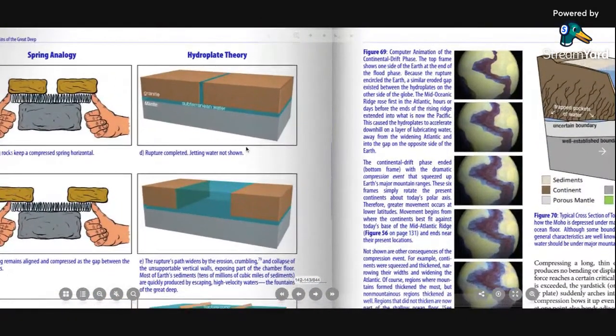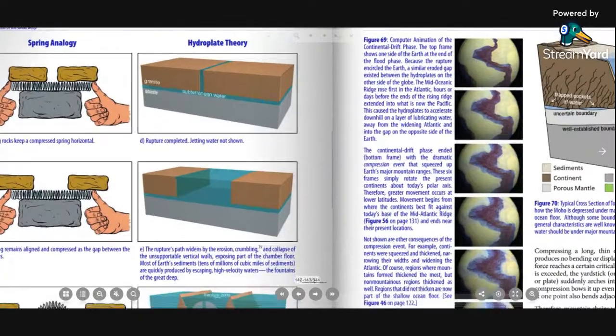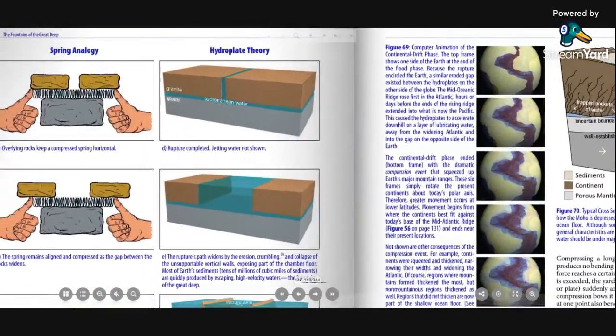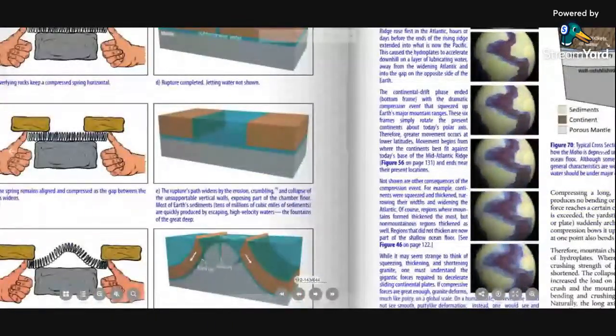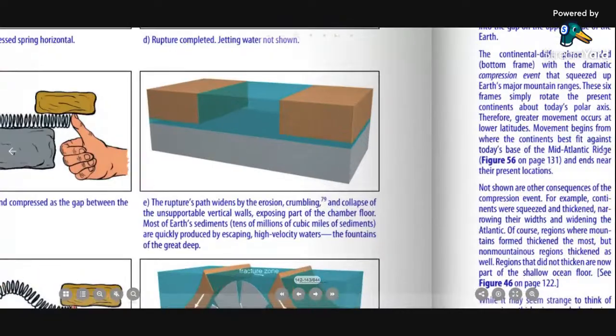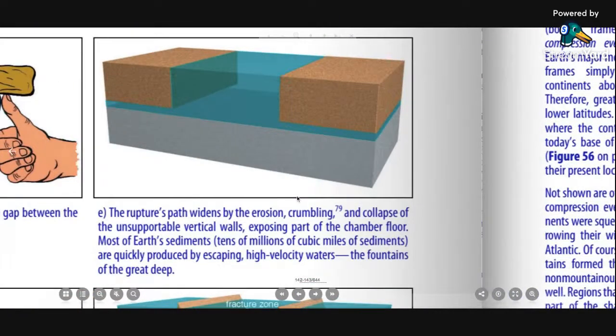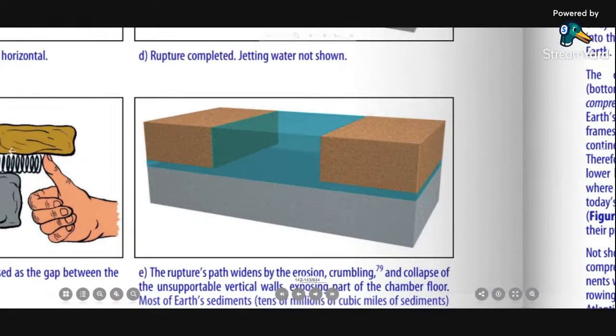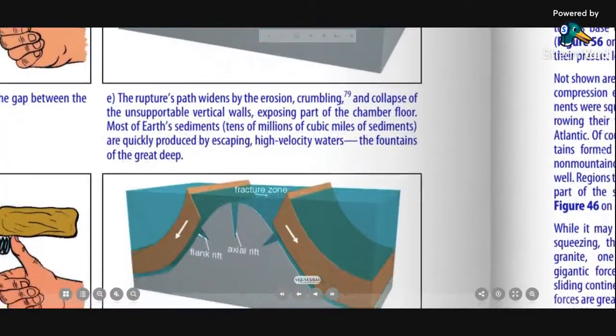D, rupture completed, jettisoned water not shown. E, the rupture's path widens by the erosion, crumbling and collapse of the unsupported vertical walls, exposing part of the chamber floor. Most of Earth's sediment, tens of millions of cubic miles of sediment, is quickly produced by escaping high-velocity waters, the fountains of the great deep.